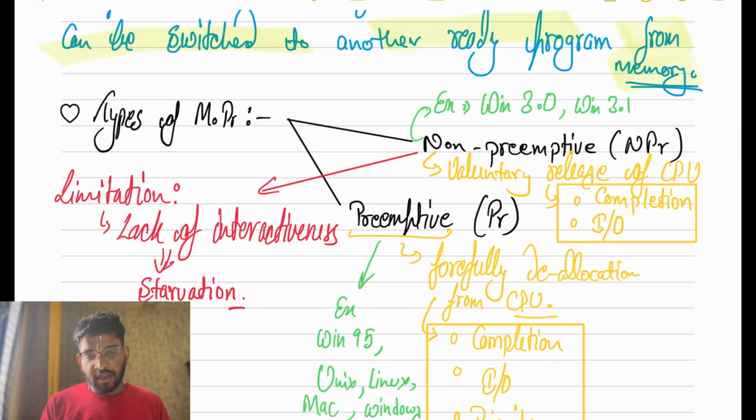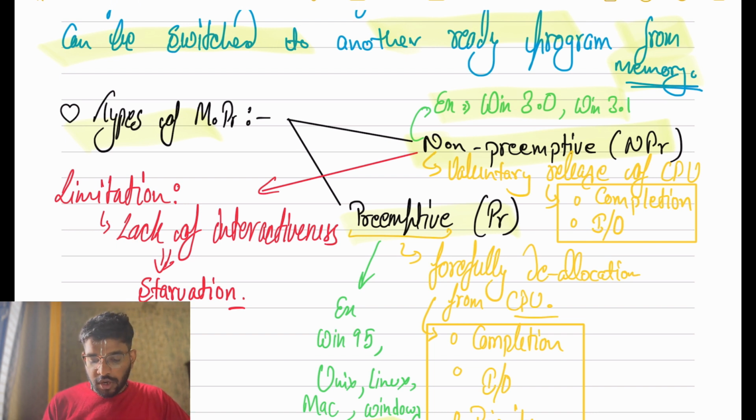Types of multi-programming are majorly divided into two types: non-preemptive and preemptive multi-programming. Examples of non-preemptive are Windows 3.0 and Windows 3.1, and examples of preemptive are Windows 95, XP, Linux, Mac, Windows 10, 11, anything other than non-preemptive. Most of the operating systems that we use currently are preemptive operating systems, Android, iOS, whatever.